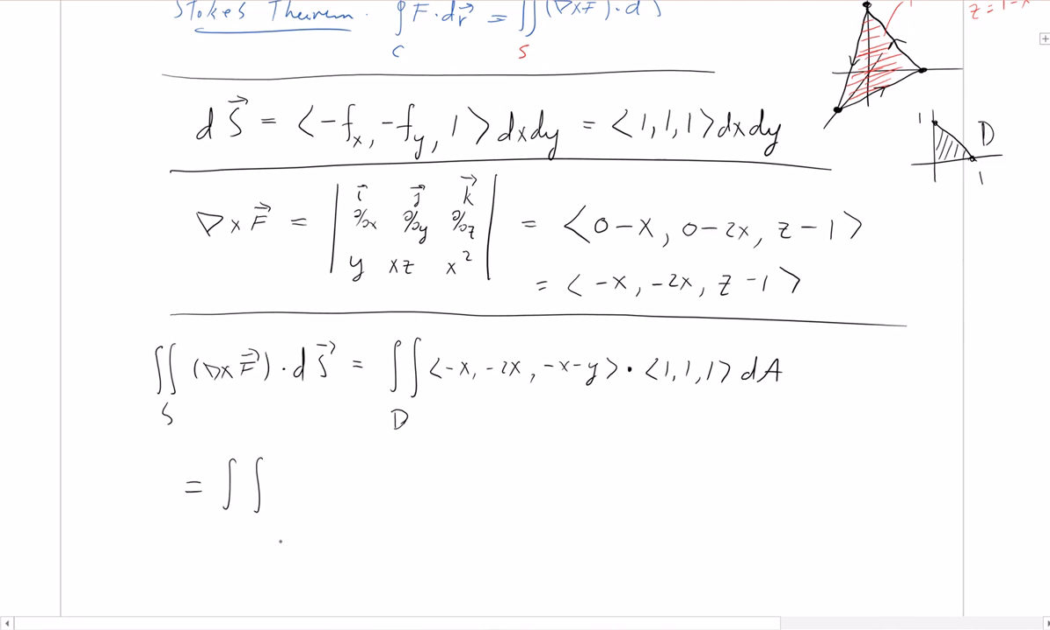Now the region D, we can describe as x goes from 0 to 1, and y goes from 0 to 1 minus x. And if we do this dot product, we get minus x, minus 2x, minus x, minus y. So all in all, we have minus (4x plus y) dy dx. And let's pull the minus sign out.